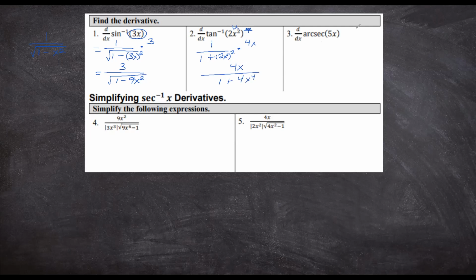Last but not least, we have arc secant. So for arc secant, we know that this follows 1 over the absolute value of x times the square root. This is a subtraction, 1 subtract, and it doesn't have the i, so let me rephrase that. That's going to be x squared subtract 1.